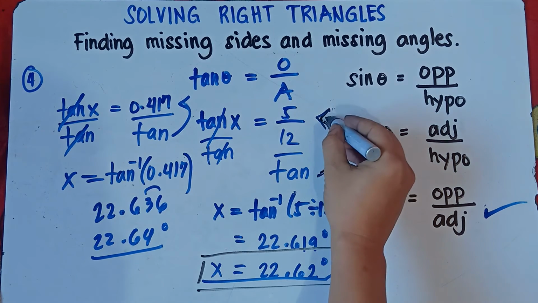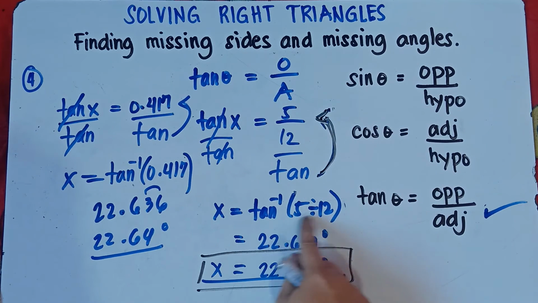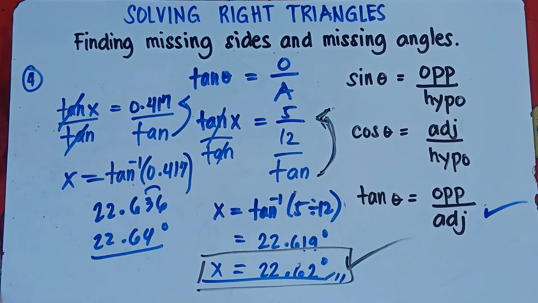And we get the inverse of tangent. So this will be inverse tangent, then 5 divided by 12. And this will be the answer, class. So this will be our answer.